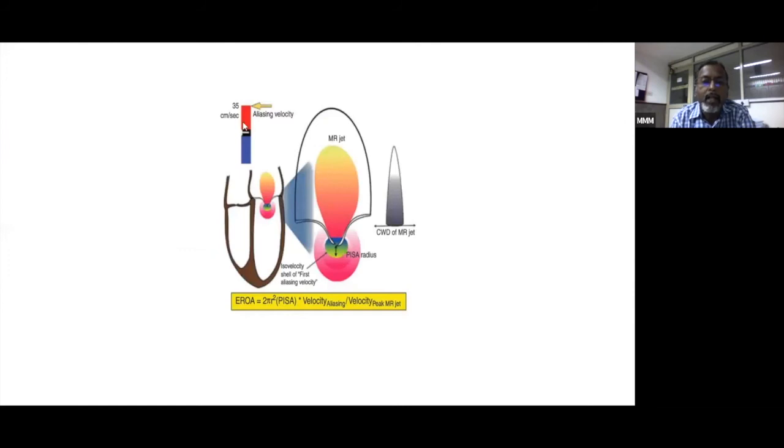When you adjust the aliasing velocity, correspondingly the color changes and you have the hemisphere, going from blue to red. That means the aliasing velocity and this color match. This distance indicates your PISA radius. Then you have the MR jet Vmax, and when you put it in the formula, 2 pi r squared PISA, times aliasing velocity, divided by the peak MR jet velocity, that gives you the effective regurgitant orifice area.